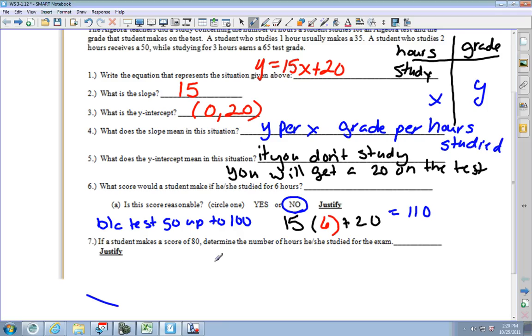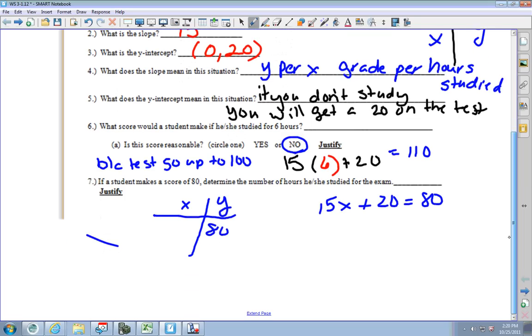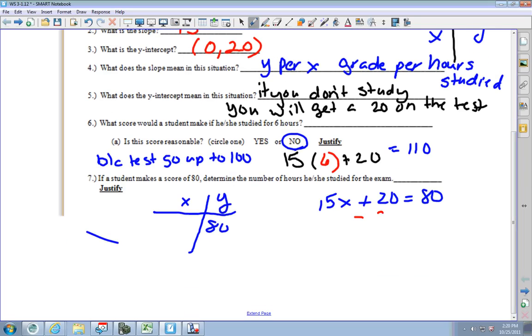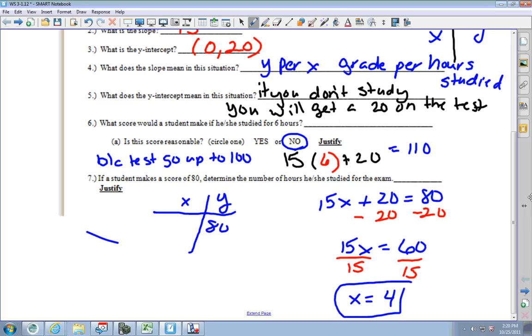Then it said if a student made a score of an 80, determine the number of hours he studied. Now, I could go and put my equation in the calculator and look to see where y is 80. Or I have 15x plus 20 equals 80. And I would, by hand, subtract 20 from each side. I'd get 15x equals 60. Divide by 15. And I get x equals 4. So I bet when you go in the calculator, you'll find where x is 4, y is 80.